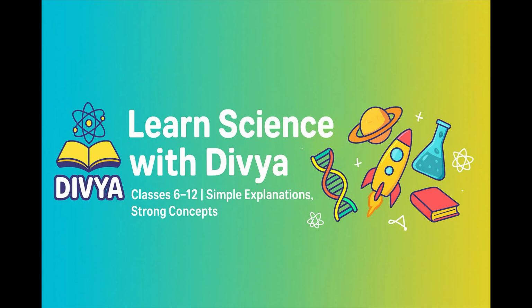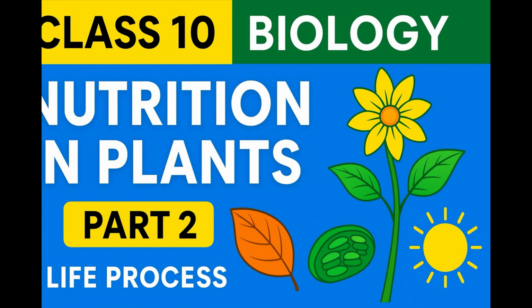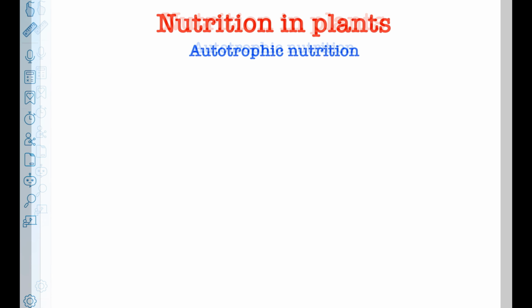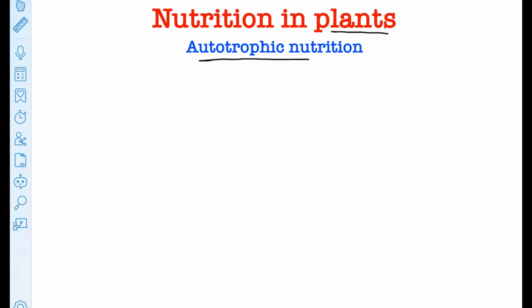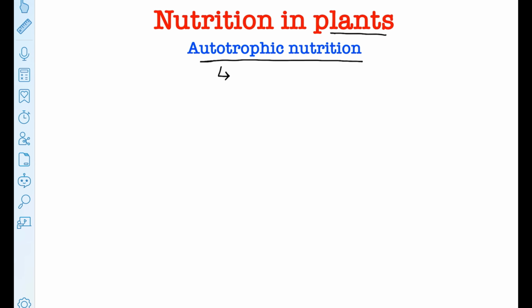In our previous video, we talked about what is nutrition and what are its types. In today's class, we are going to talk about nutrition in plants in detail. So let's start the topic. So we categorized nutrition in two types, autotrophic nutrition and heterotrophic nutrition. In plants, autotrophic mode of nutrition is found, and in autotrophic nutrition, organisms make their own food.